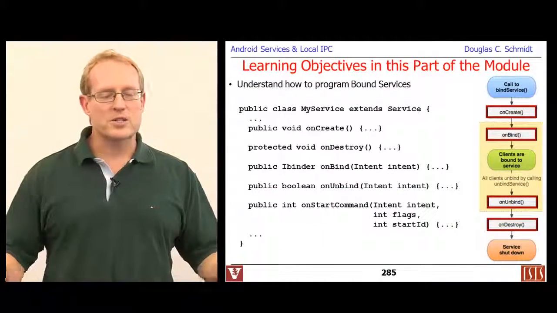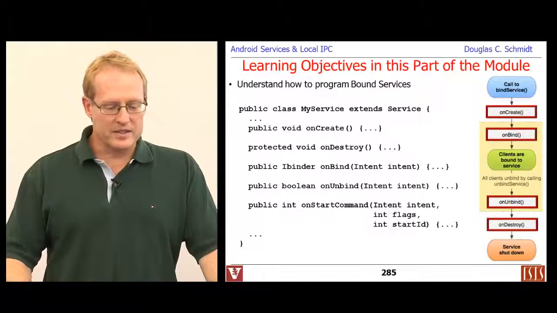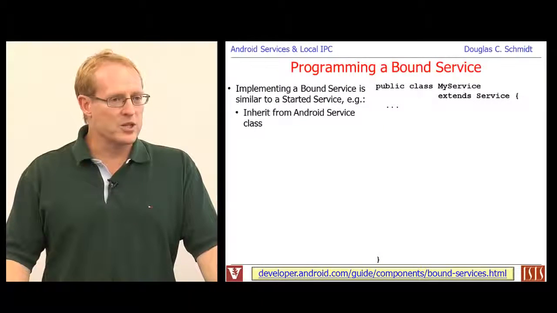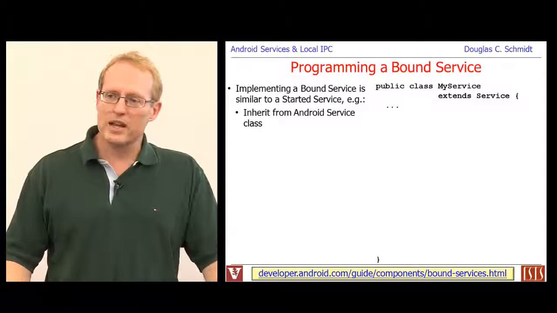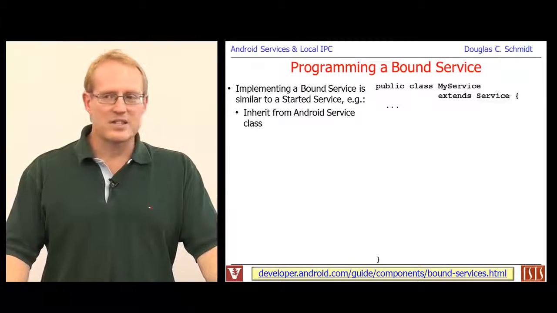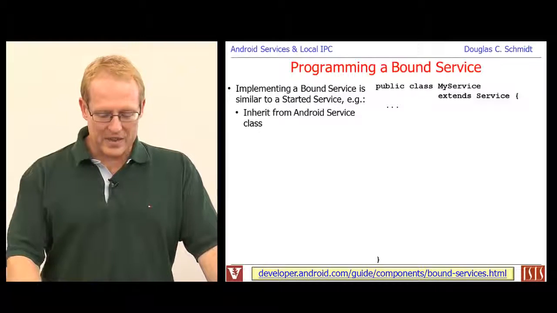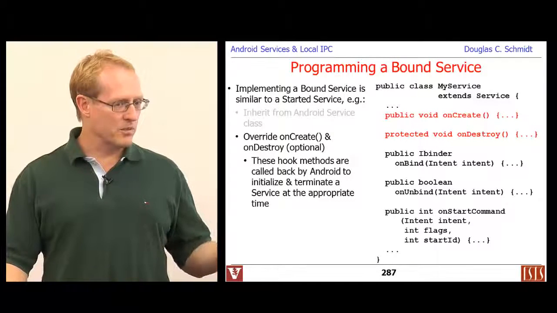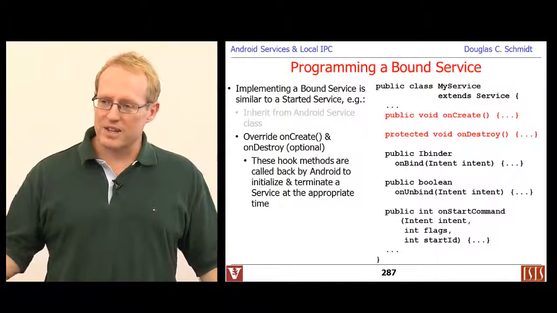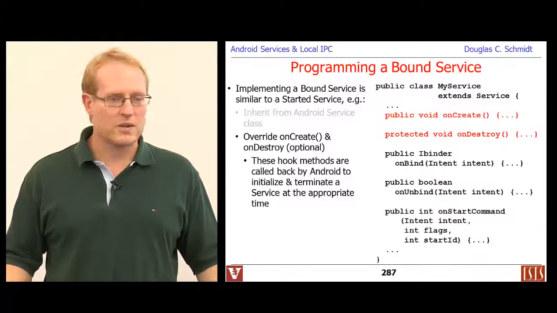But before we do that, let's just talk a little bit about how you program a bound service. And let's start by looking at some of the things you have to do. In many ways, programming a bound service is a lot like programming a started service in the sense that you inherit from the service-based class. And then you go ahead and start filling in a bunch of different hook methods. That's where things get different, though, because there are different sets of hook methods you override for started services versus bound services. And so you have to understand the differences.